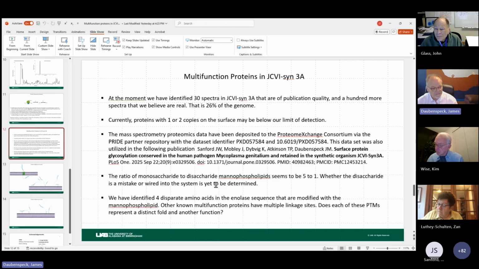Now, whether this is an enzymatic mistake or is wired into the system, maybe the doubles are on the inside of the membrane, the singles are on the outside, something like that. We have identified 4 disparate amino acids in the enolase sequence that are modified with the mannophospholipid in Syn3.0. There are other known multifunction proteins that have multiple linkage sites. These represent a distinct fold and another function.